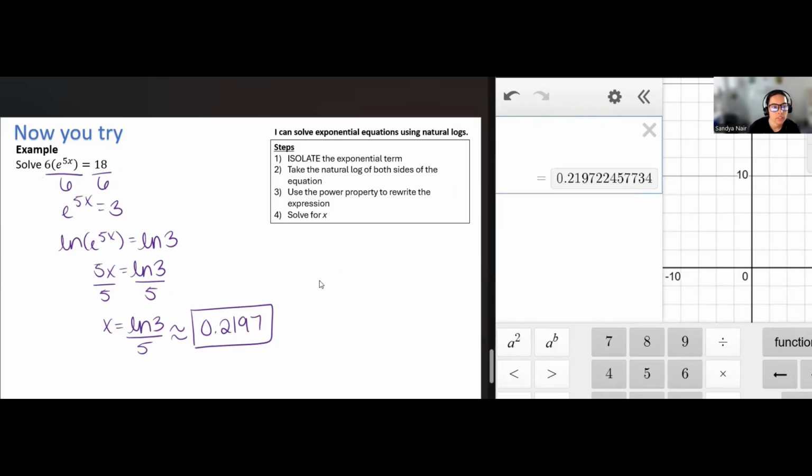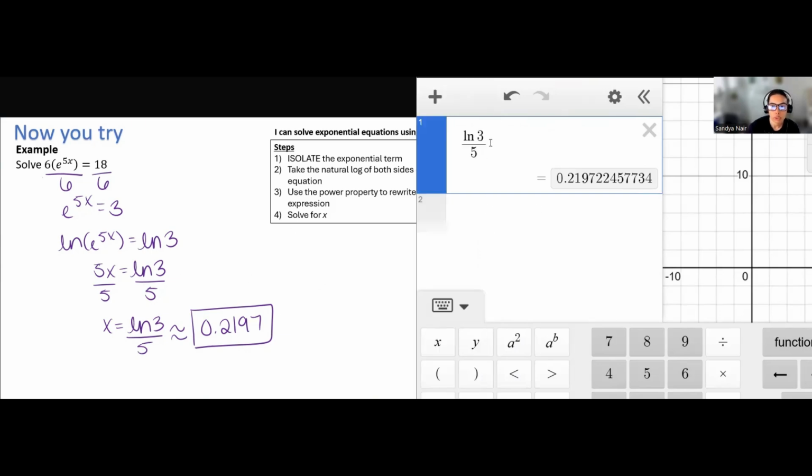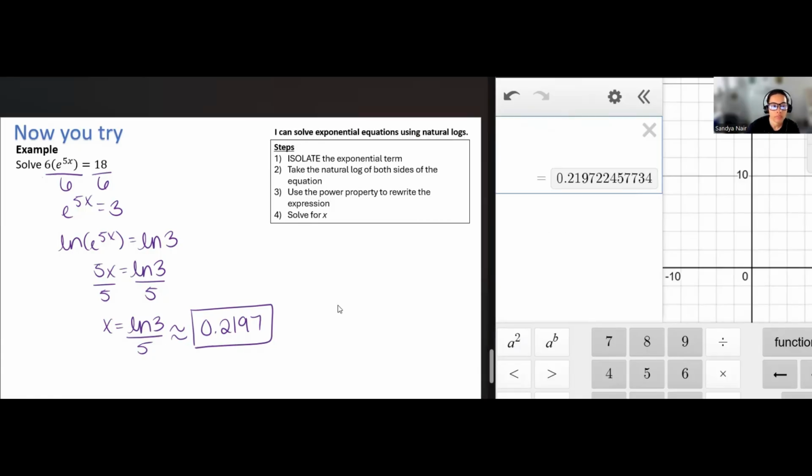So here we have 6e to the 5x equals 18. So we start off by isolating the exponential term. That 6 is multiplying the exponential term, so we have to go ahead and divide both sides by 6. That gives us e to the 5x equals 3. Then we take the natural log of both sides. On the left side, the natural log of e to the 5x will just become 5x. So we have 5x equals natural log 3, and then we divide both sides by 5. That gives us x equals natural log of 3 over 5, which we can approximate in Desmos as approximately 0.2197.